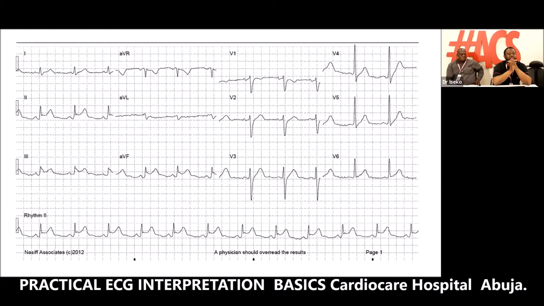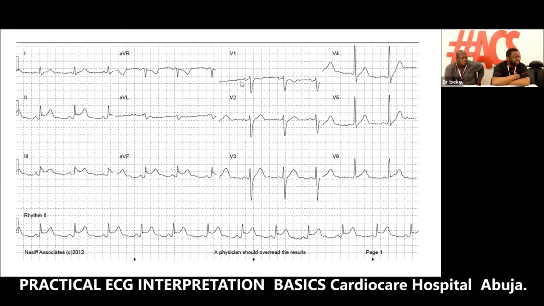Yes, what can we see? You can type in the chat box so that we can see what you see. If you just joined, just keep on following up, you will get it along the line. We have 107 people participating from different parts of the country, and then we have some people here in the studio with us. Someone has tried to answer. Someone says ST elevation in 2, 3, and AVF. Can we see that really?